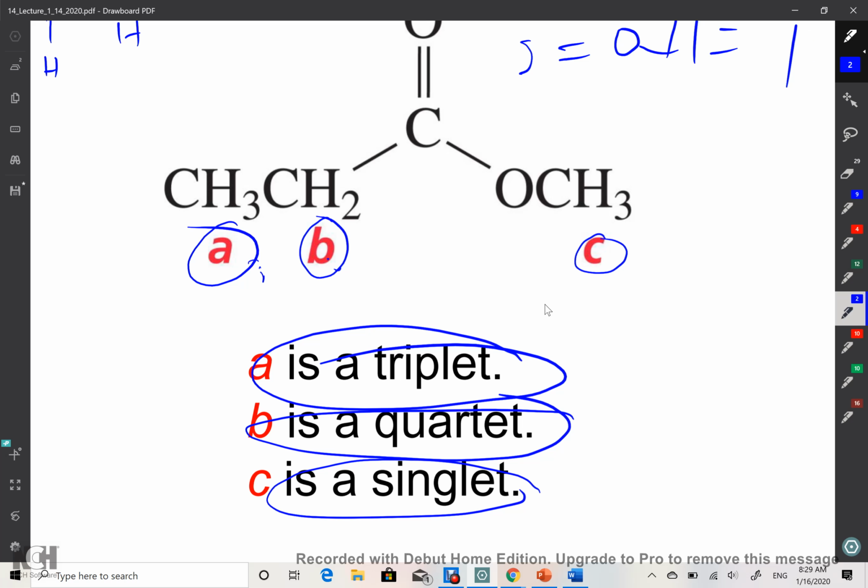And if 2 protons couple each other, then they will split each other. Does that make sense? So we'll technically say B is coupled to A or A is coupled to B, meaning they're standing adjacent to each other.